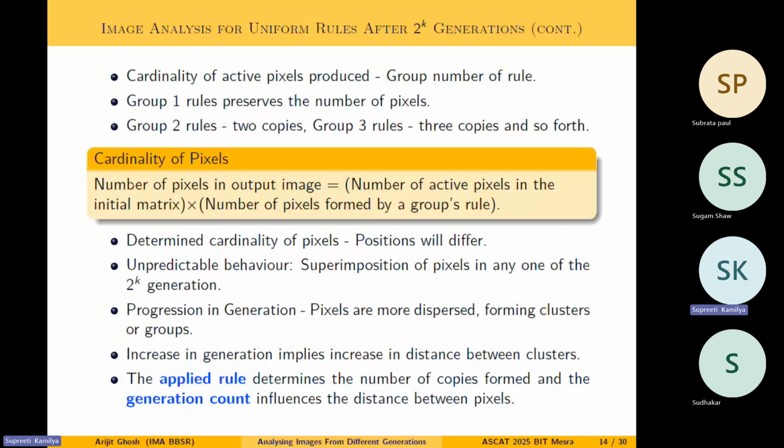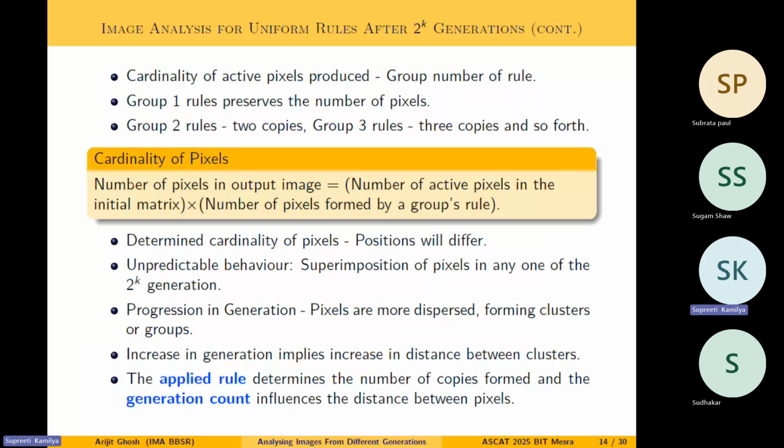So here I just want to say, from among so many things, the cardinality of the pixels can be calculated by a simple formula: the number of active pixels in the initial matrix multiplied by the number of pixels formed by a group's rule. Though the cardinality is determined, their positions will differ.